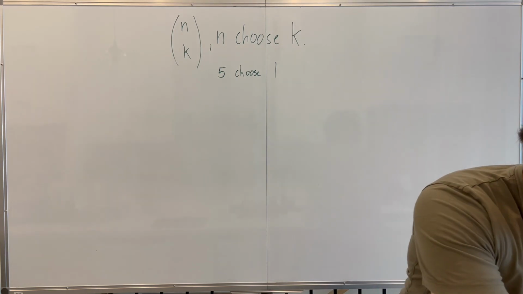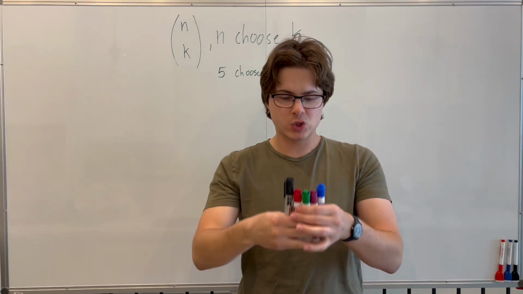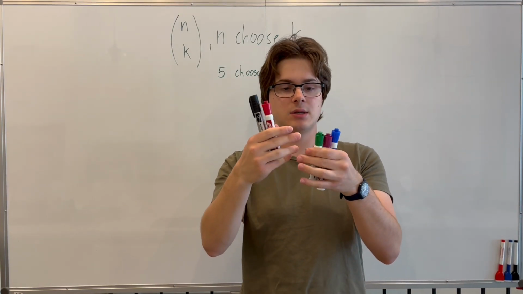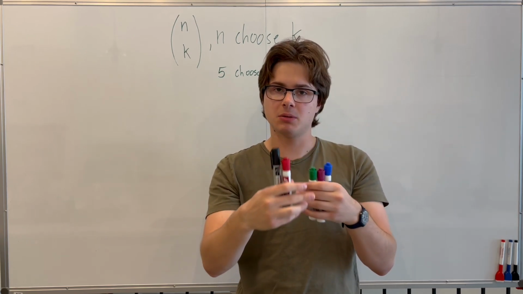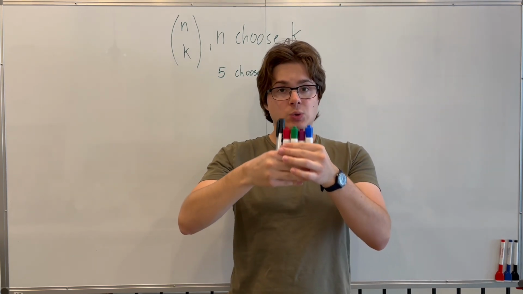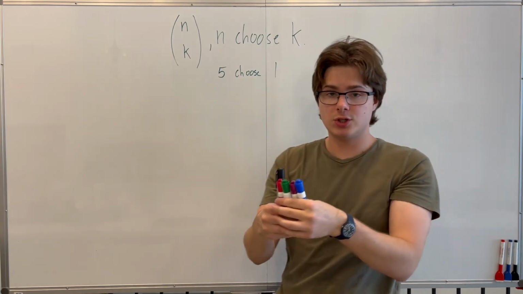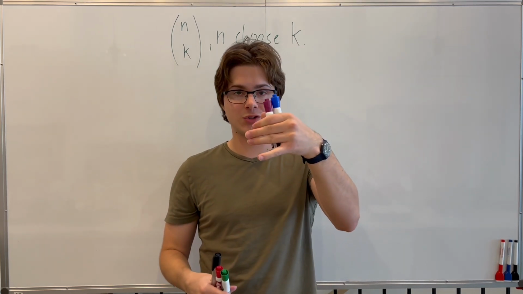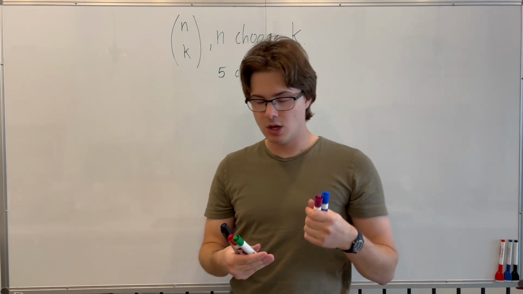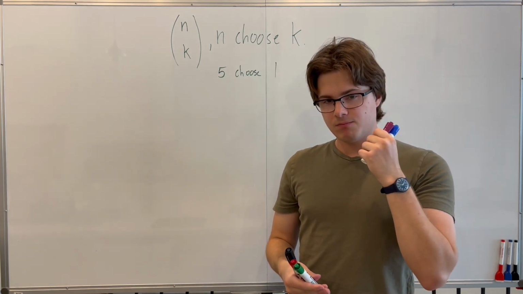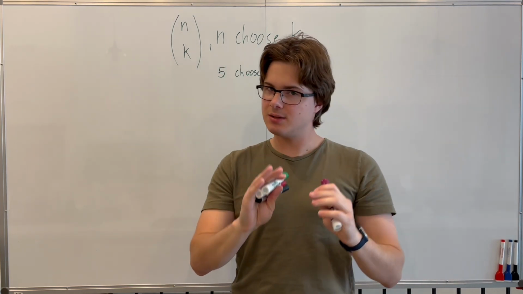If you wanted to choose, for example, out of these beautiful markers, we have a black, a red, a green, a purple, and a blue. Let's say you want to choose 2 out of this 5. Well, you would then say 5 choose 2. You would take 2 of the markers out and say, these are my chosen 2 markers, right? Not quite. Something I didn't mention yet.